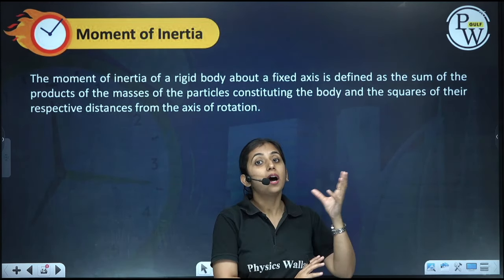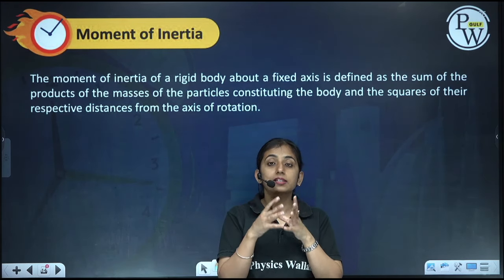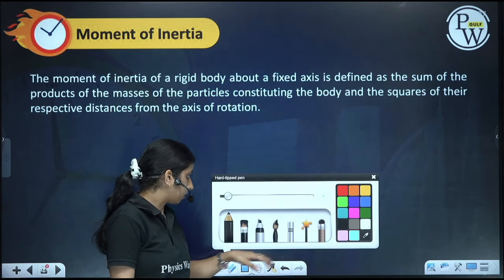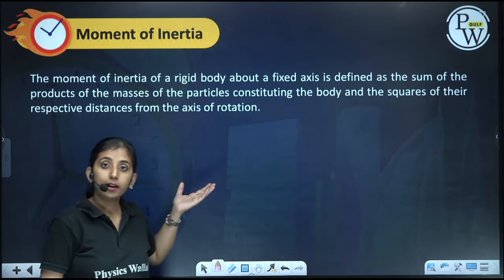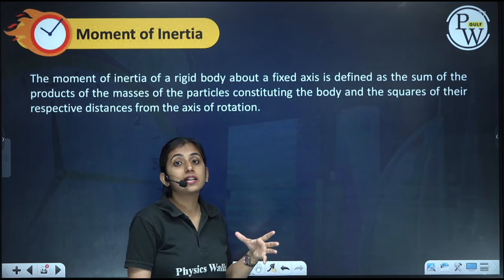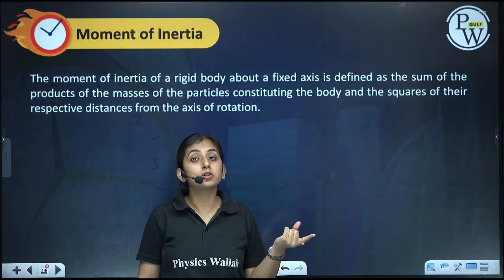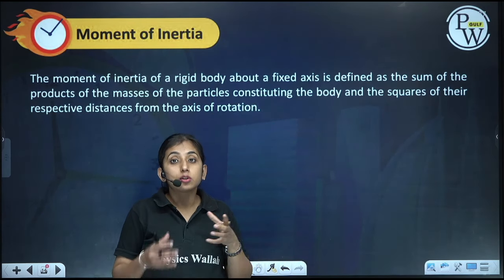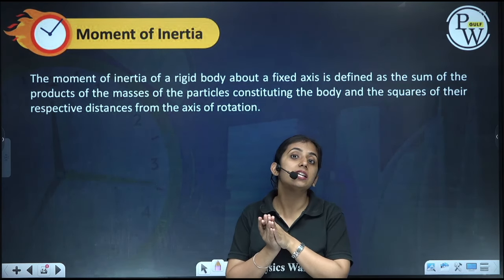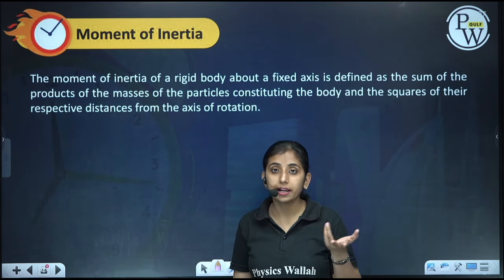Now, as mass indicates how much translational inertia a body will have, similarly we have a quantity which is analogous to mass in rotational motion, and that is moment of inertia. Moment of inertia will tell us which body has how much ability to maintain its state of rotational motion. The more the moment of inertia, the more its rotational inertia, or we can say it has more tendency to maintain its state of rotational motion, or inability to change its state by itself.